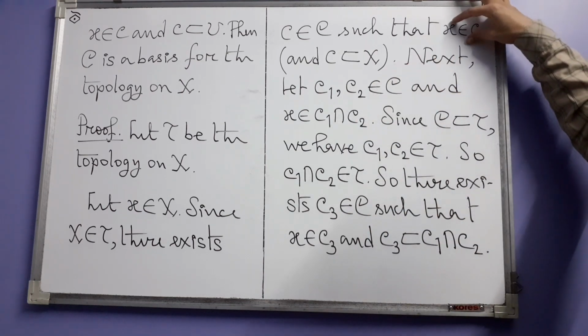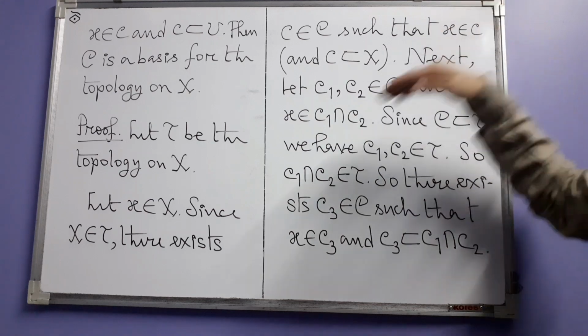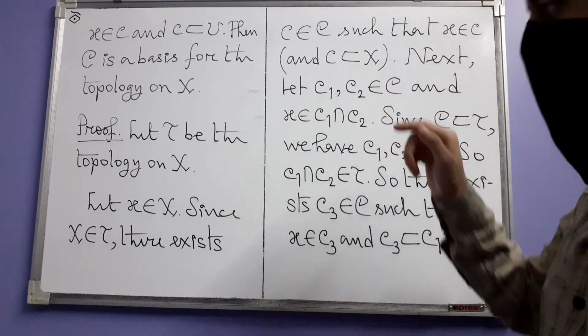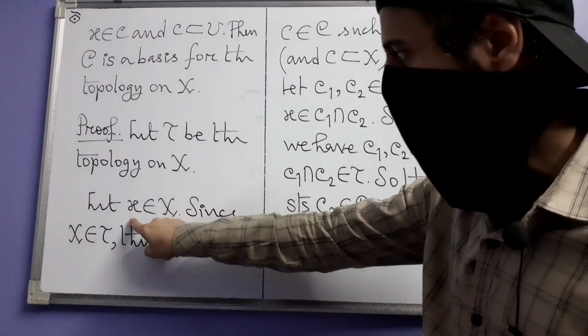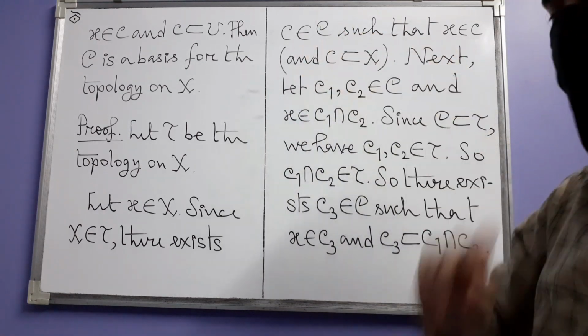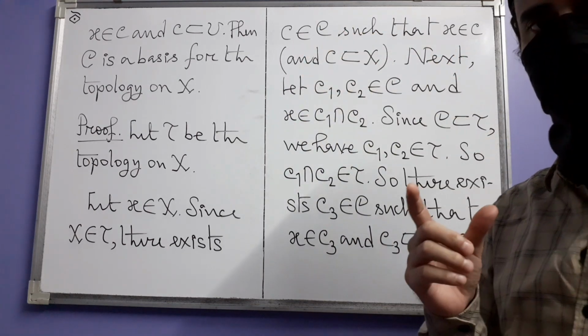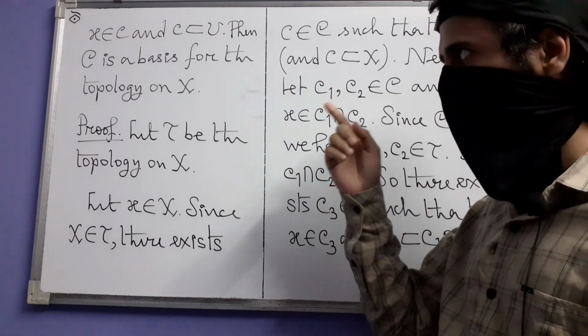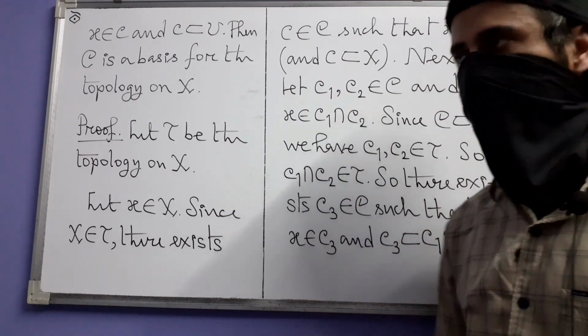We need only this much. So this argument shows that yes, indeed, any point x in X is contained in some set from the collection. So the first condition for a basis is true for the collection C.